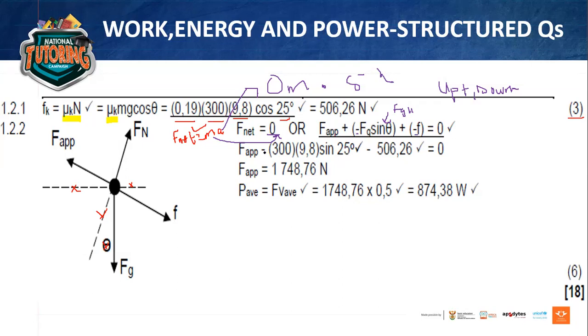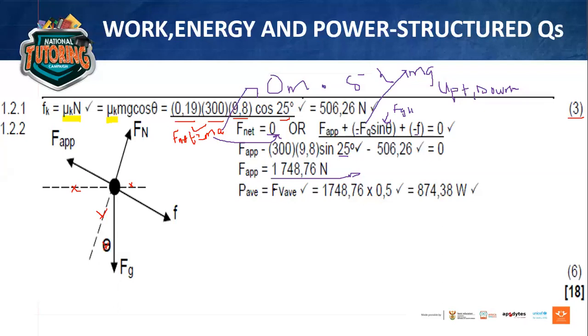And then FG, we know it's mg. So when I see m, it's 300. G is 9,8 sine of 25 degrees. Positive times negative there gives me negative, and the frictional force we calculated is 506,26, is equal to 0. Then if you work out the applied force, it gives you a magnitude of 1,748,76 newtons.